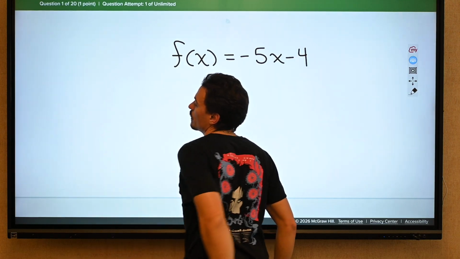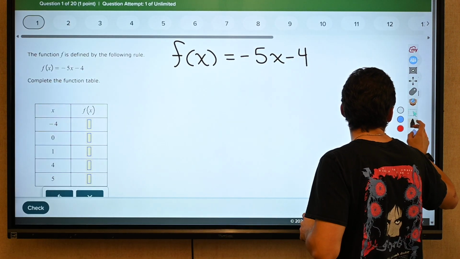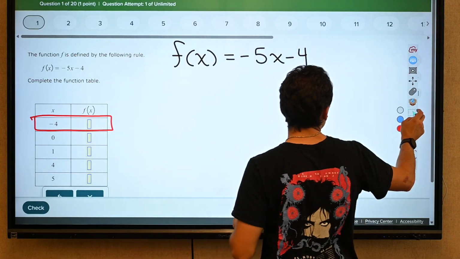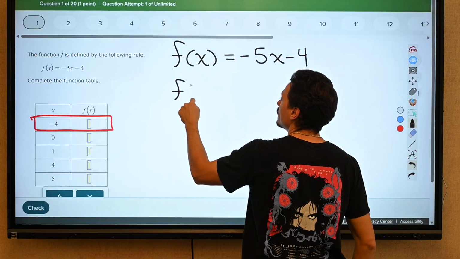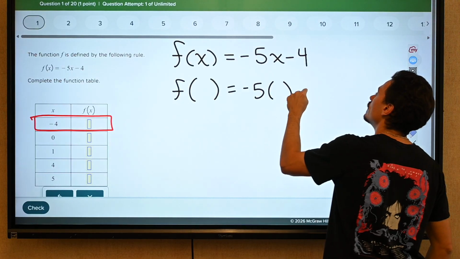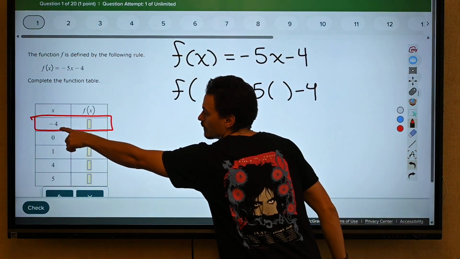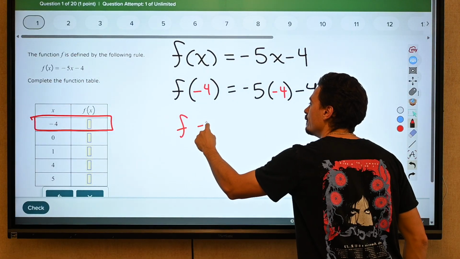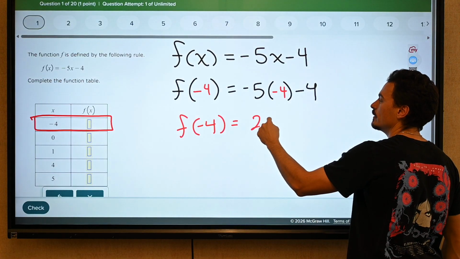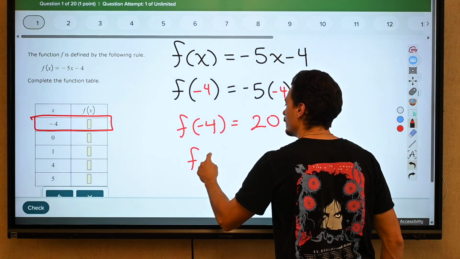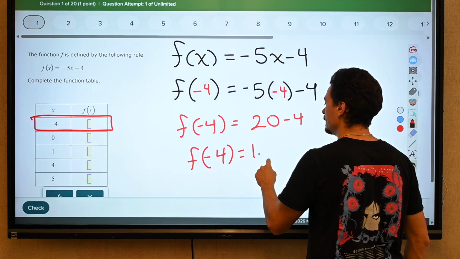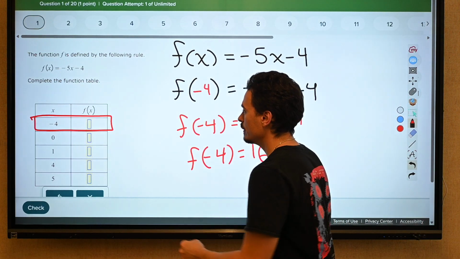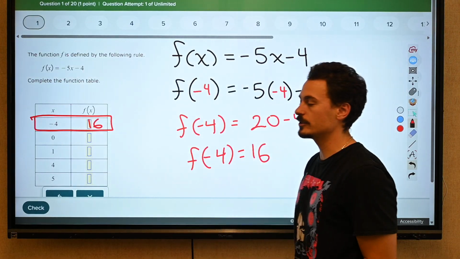Anyways, what it wants you to do is take these x values and put them in place of x. So right here I'd do 5, this 5, this 4, and since it wants you to do negative 4, that's what I'm going to put in place of x. So we say f of negative 4 is equal to 20 minus 4. f of negative 4 equals 16. So f of negative 4 is 16, that's our answer.